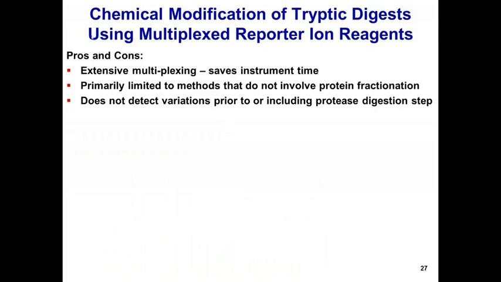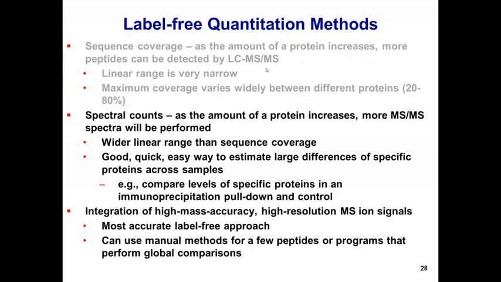So we can do extensive multiplexing, which saves instrument time. However, this is primarily limited to methods that do not involve protein fractionation, since any variations in the protein fractionation will be detected as changes between samples. This is also true at the protease digestion step.